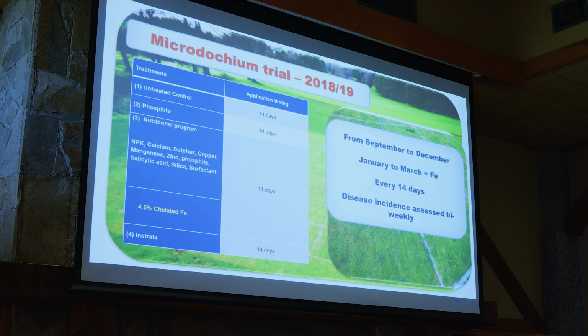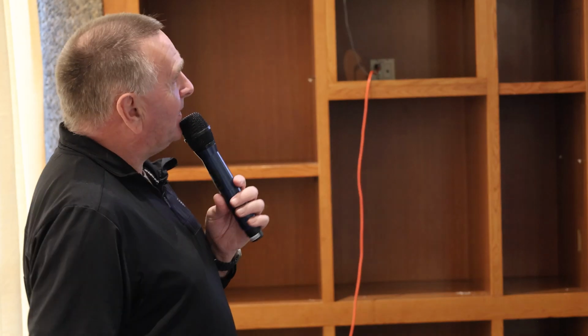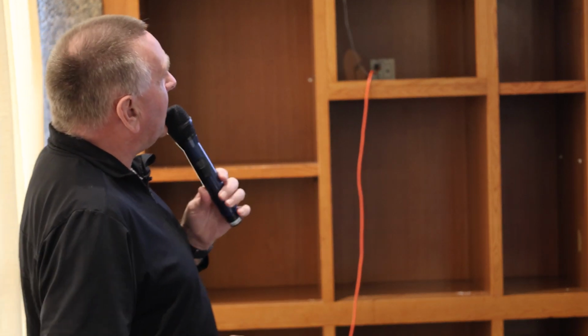I was still there at the time. Again, it's similar to what we looked at for the anthracnose, untreated. We had a phosphate. Nutritional program, similar enough, but less nitrogen going out because it was the autumn, winter. We didn't need much. And a chelated iron, which we added in towards the end of the trial also, and Instrata, which was banned since. Not my fault, but anything I seemed to use was banned. Anyway, then went out every 14 days, and this is the results from that.